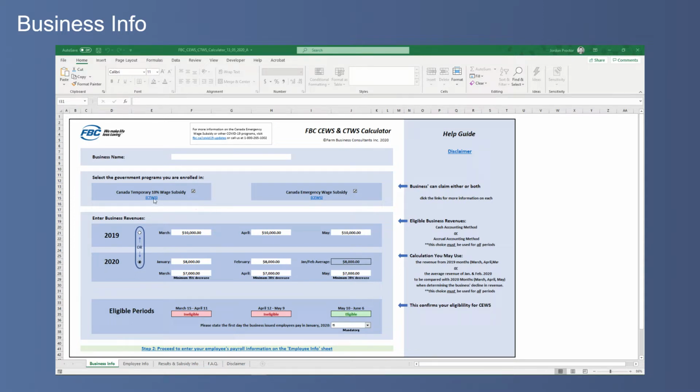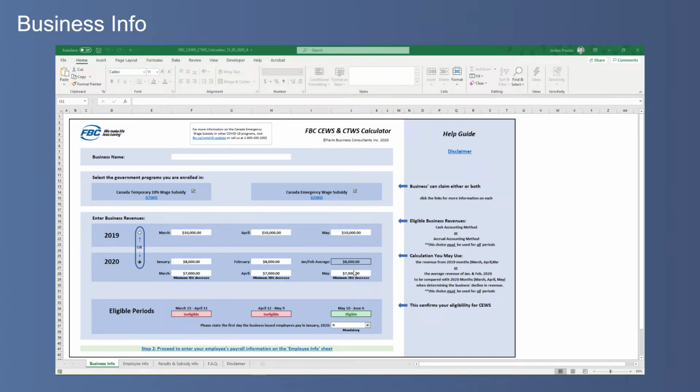There's information links below each of those where you can learn more and make sure that you understand what's involved with each subsidy. So I recommend you read those. Going below that, we have the business revenues we have to enter. So the CRA requires you to choose between March, April, and May of 2019 or January and February, the average of those two from 2020. It's going to make you choose between those to compare to March, April, and May of this year.